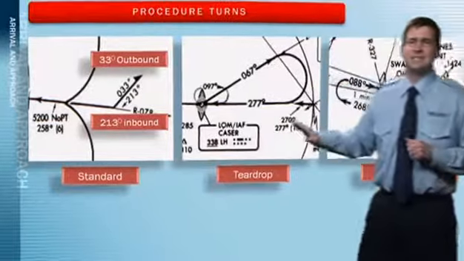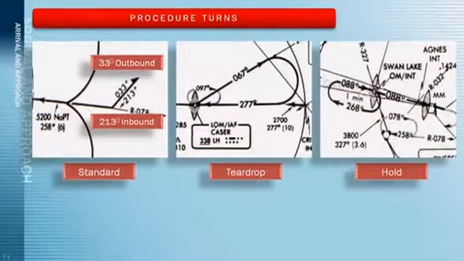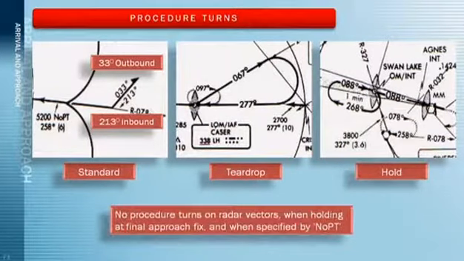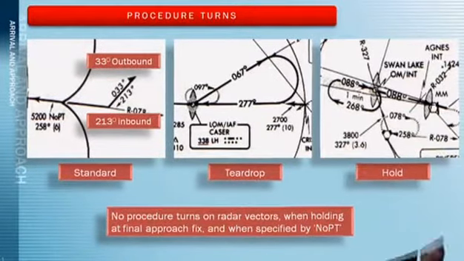Now, we also have a standard holding pattern that you can see right here, which is useful for aligning the aircraft with the final approach course at just the right altitude. There are no procedure turns while on radar vectors, or when holding at a final approach fix, or when specified by no PT on a chart.